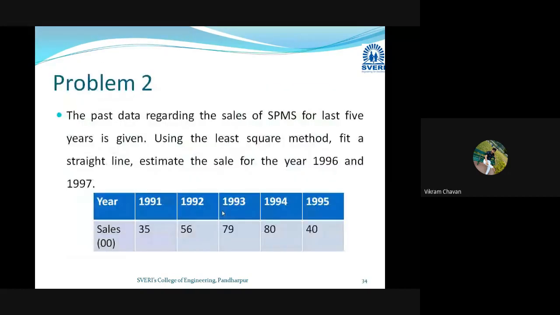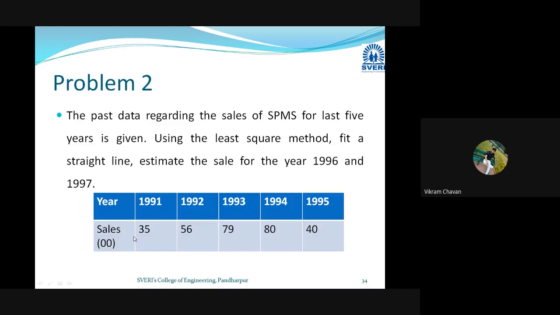Okay. So this is the problem. The number of years are provided, and for those particular years, the sales values are provided. These values should be multiplied with 100. The sales in bracket 00 is provided, that is nothing but this value should be multiplied with 100. That will be the actual sales. But for calculation purposes, we should not take the multiplication of 100 into account.